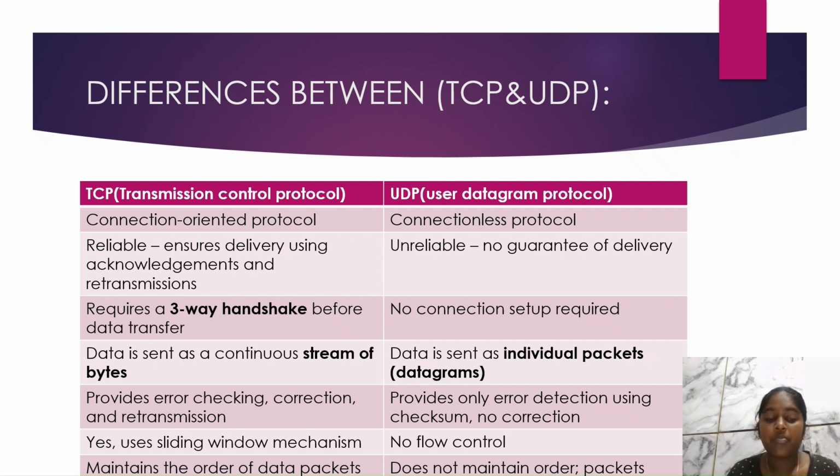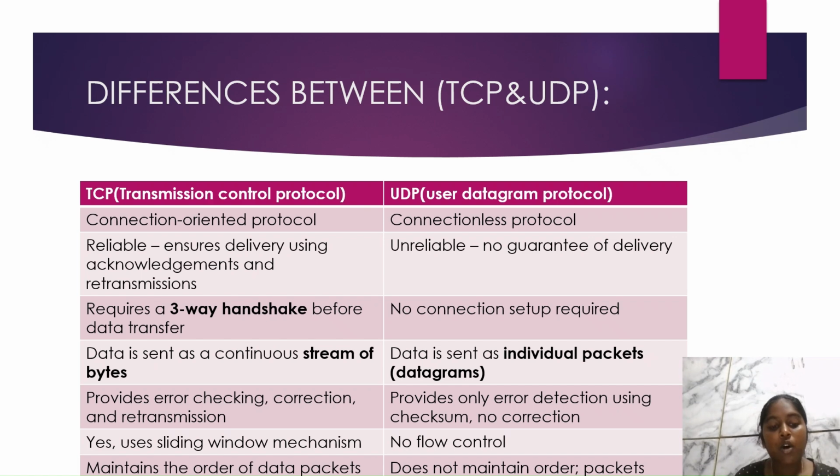Next, in TCP, data is sent continuously as a stream of bytes, but in UDP, data is sent as individual packets such as datagrams. TCP provides error checking, correction, and retransmission. In UDP, it provides only error detection and checksums. No correction is included. In TCP, some window mechanisms are included, and it consists of flow control. UDP doesn't consist of flow control, so it doesn't include any window mechanisms.